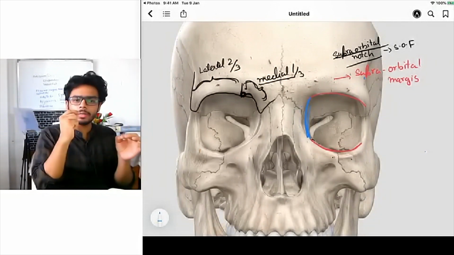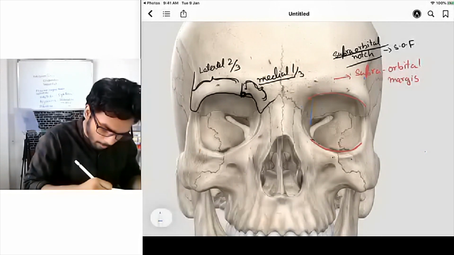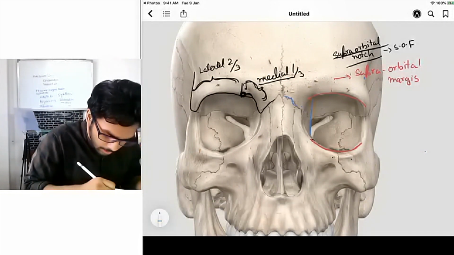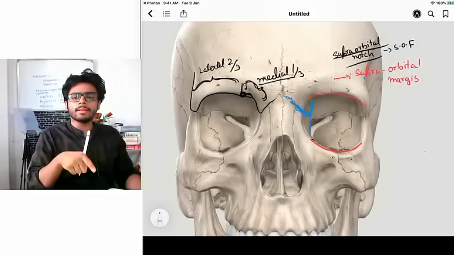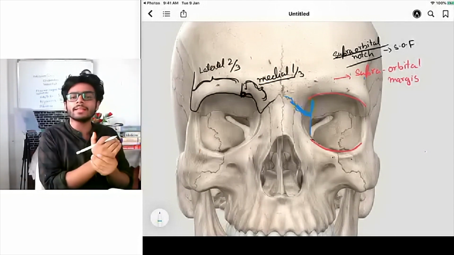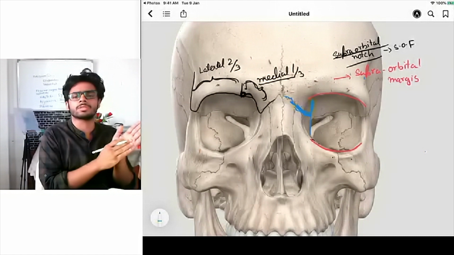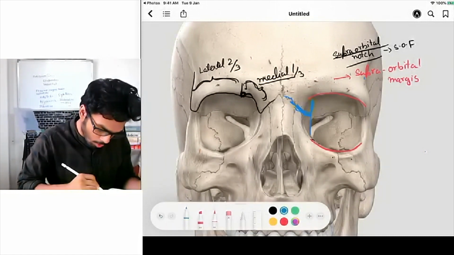It is formed by the frontal bone. Can you see this part? This margin is formed by the frontal part. Till here it is formed by the frontal part. Then it is also formed by the lacrimal part. It is formed by the frontal bone above and by the lacrimal crest of the frontal process of the maxillary bone, or maxilla. See here, the maxilla is also forming this structure.